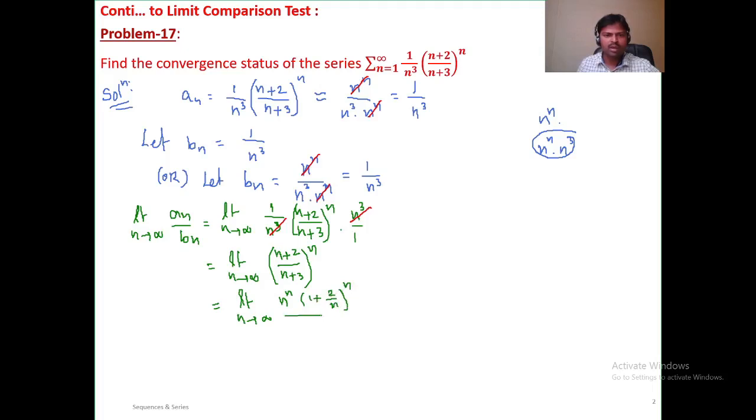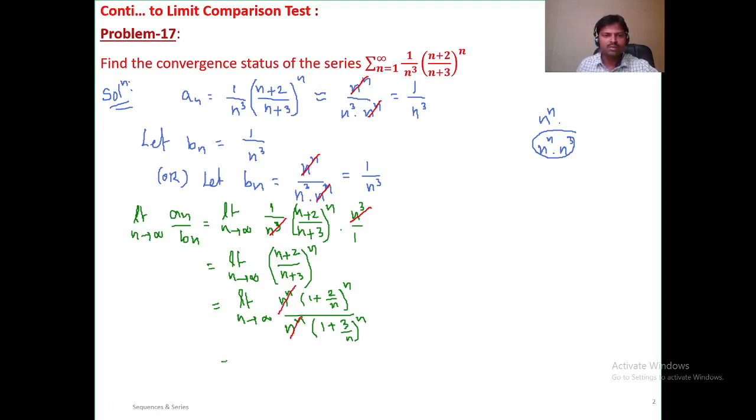So power n I am applying separately for numerator and denominator. Similarly, in the denominator also n power n I can take common. So 1 plus 3 by n whole to the power of n. Inside, you take n common, so since power n is there, n power n will come out like that. Okay, so therefore n power n will be cancelled out. Now what will remain?